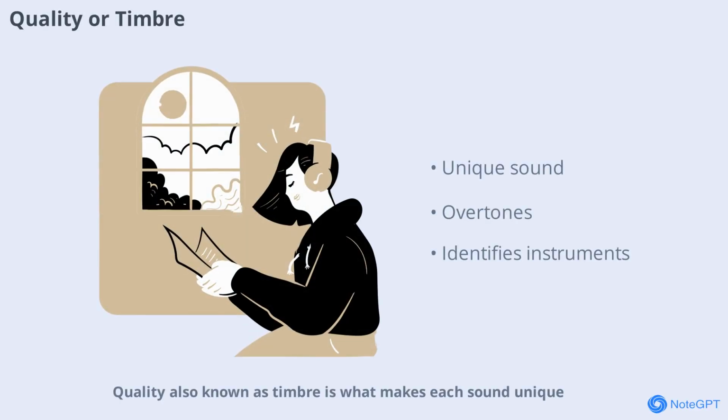Quality, also known as timbre, is what makes each sound unique. Even if two instruments play the same note at the same loudness, they sound different because of their timbre. This is due to the presence of overtones and the way sound waves combine. Timbre allows us to recognize voices, musical instruments, and even different brands of the same instrument.